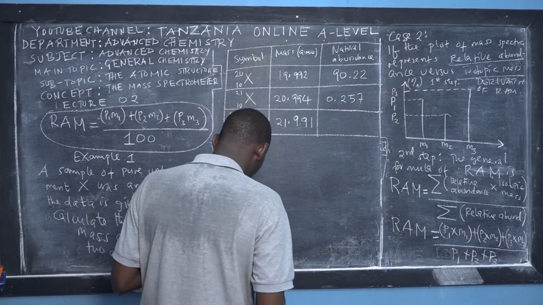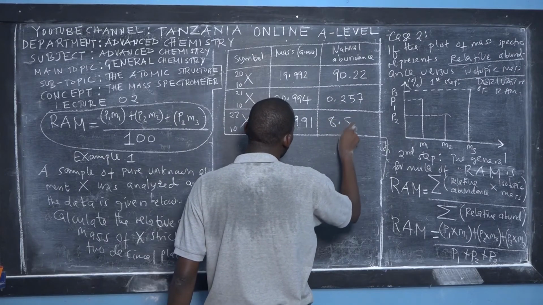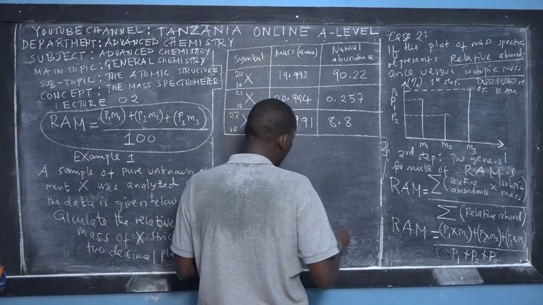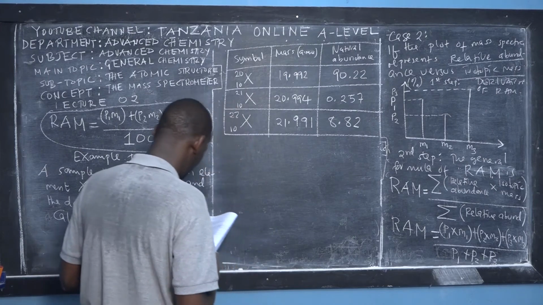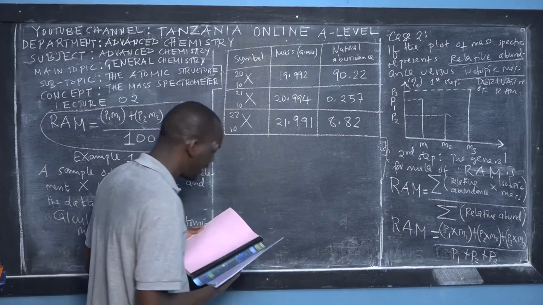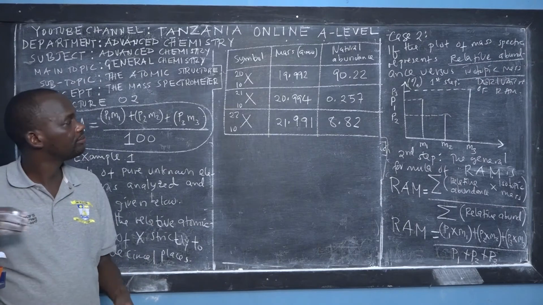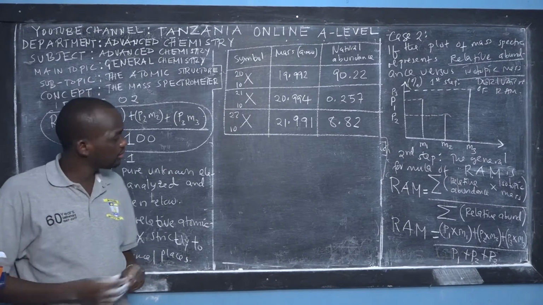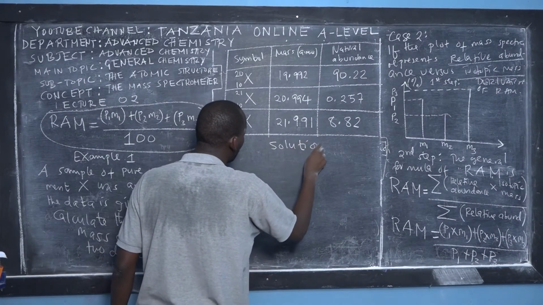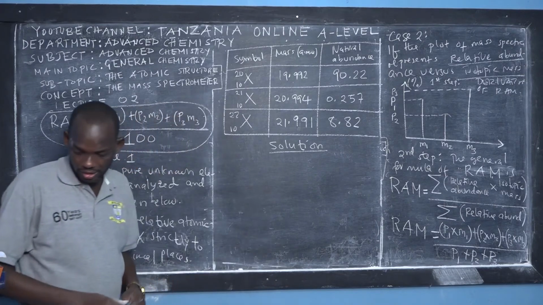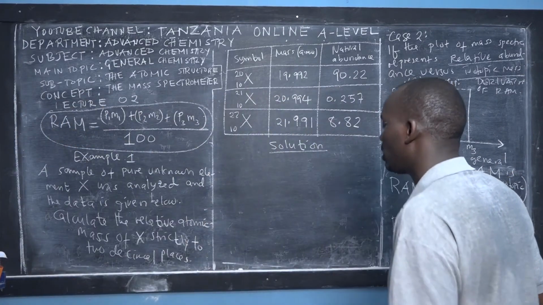Twenty 1.991, and then the relative abundance is 8.82. So you have to find the relative abundance when you'll be given a table. You can try before, you can pause the video and try to solve the problems. I know you are very good now in general chemistry, especially mass spectrometry.